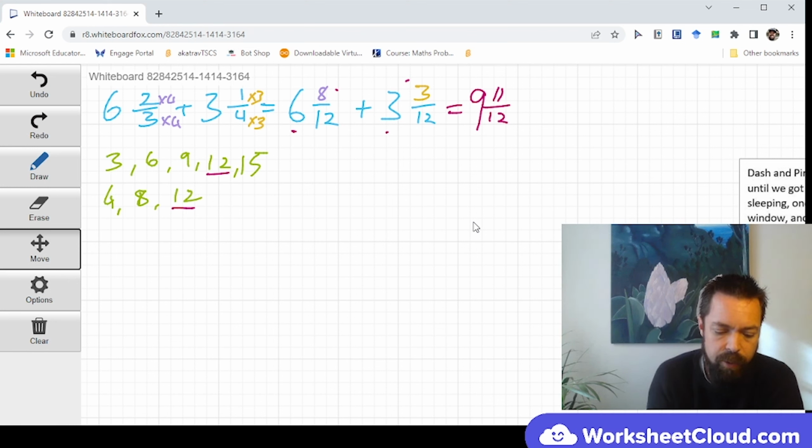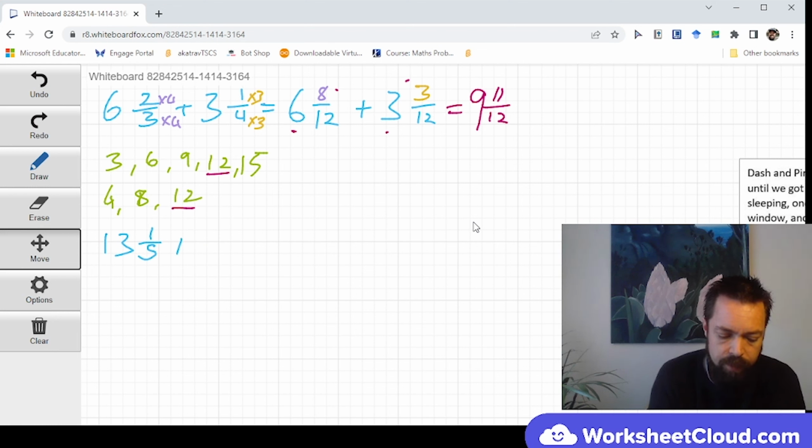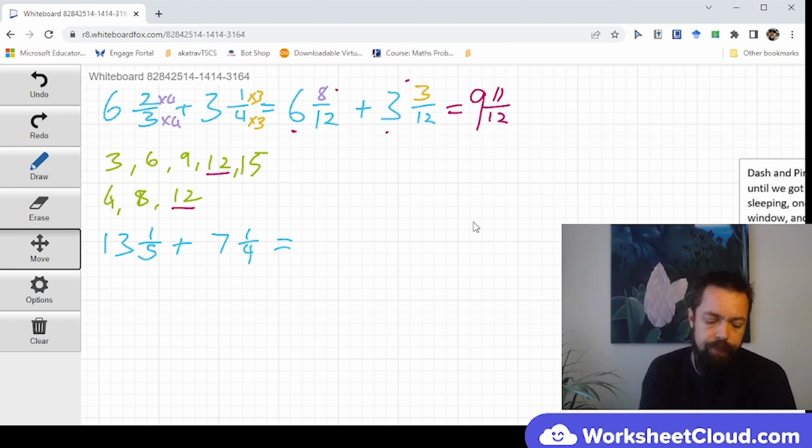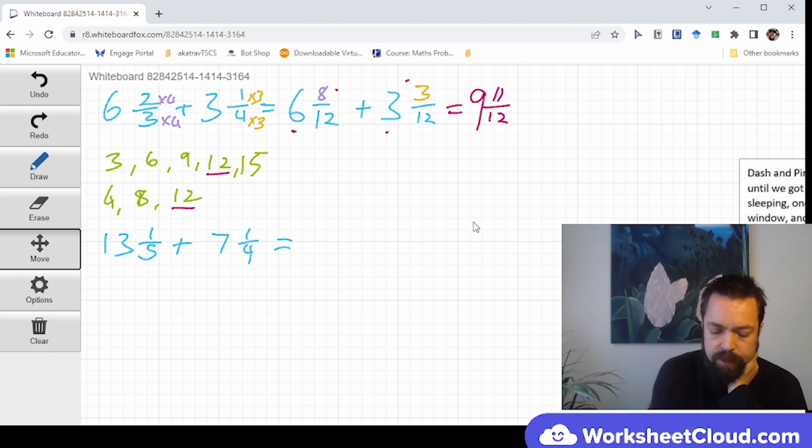Okay, one more of those. Another combination that comes up fairly often. Let's make it an even bigger number. 13 and 1 over 5 plus 7 and 1 over 4. Right, well, first things first, we need to look for a common denominator, something that both 4 and 5 can go into. So I'm going to go 5, 10, 15, 20. The better you are at your times table, the easier it is to see what your common denominators are going to be.